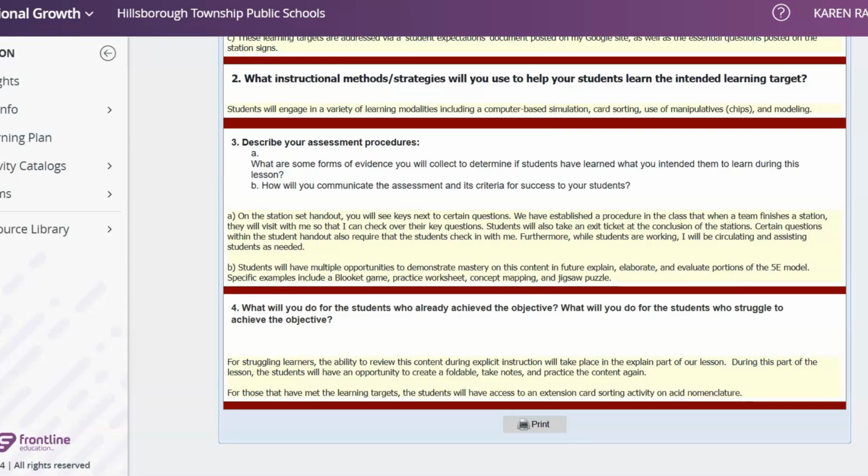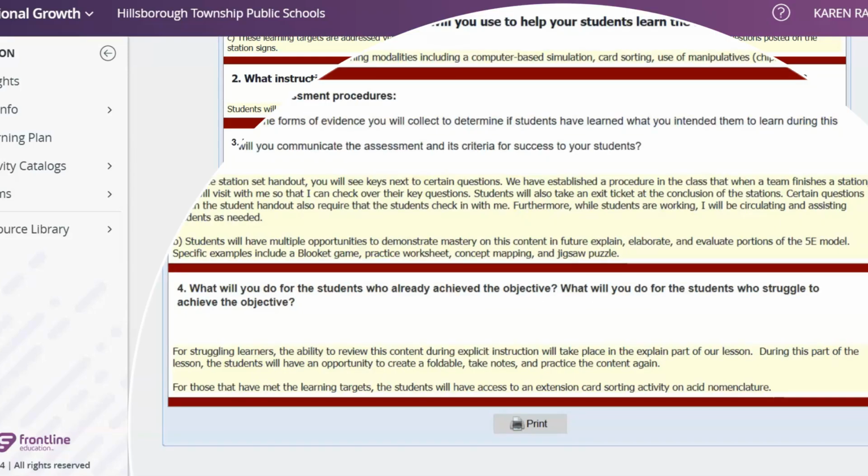Question 4 is more of a differentiation-based question where it asks, what am I going to do for students who have already obtained mastery of the learning objective, and what I am doing for the struggling learners who haven't quite gotten there yet? For those struggling learners, I am going to be providing explicit instruction, and that'll be taking place after we do the stations. That'll be taking place during the explain stage, where my students will create a foldable and I will go through the foldable on the overhead, or maybe I might even choose to record a video so that the students can do it a little bit more self-paced.